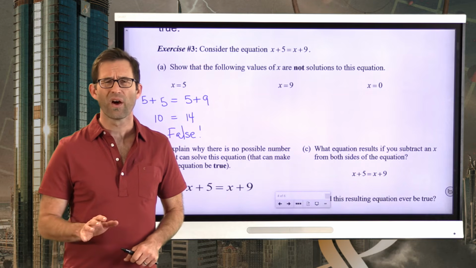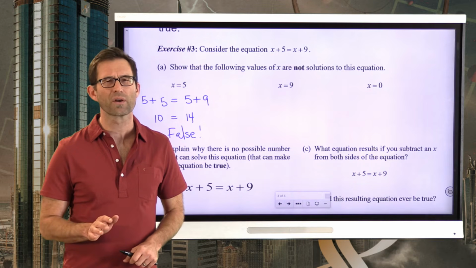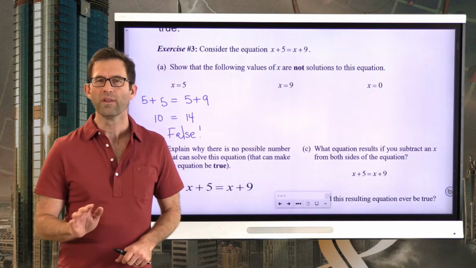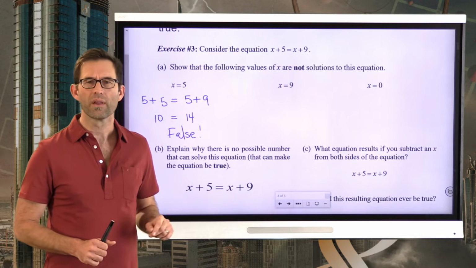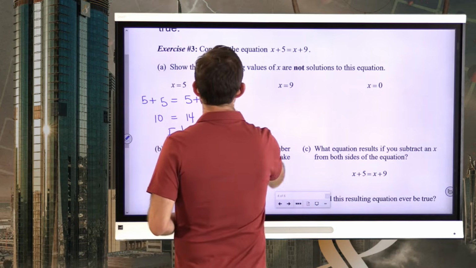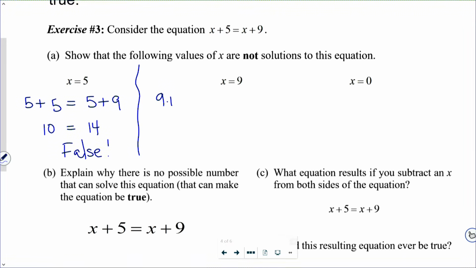All right, now you may have thought to yourself, this seems a little bit silly, Kirk. You know, we're doing a lot that we really don't need to do, but we'll get into it in letter B a little bit. When we have x equals 9, that's going to be 9 plus 5 is equal to 9 plus 9. 9 plus 5 is 14. 9 plus 9 is 18. And that's false.